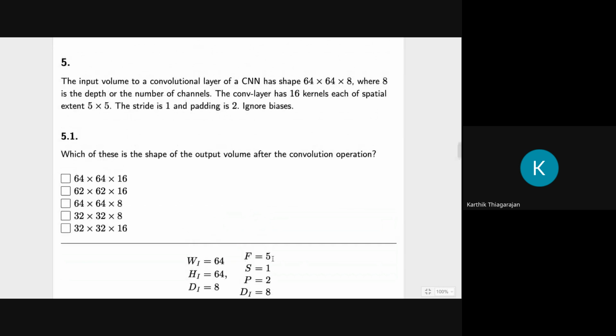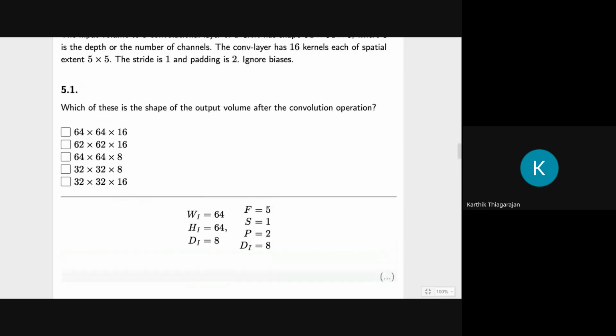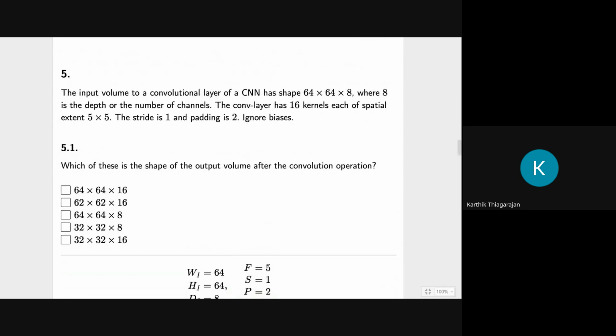Now it's just a question of applying the formula, right? So you could have also done this without using the formula. You should have done quite a few questions, right? Whenever you use a 5 cross 5 kernel with padding 2, the input and output will have the same spatial extent. So you can directly say that this has to be 64 cross 64 cross 16. So there's actually a 5-second answer.